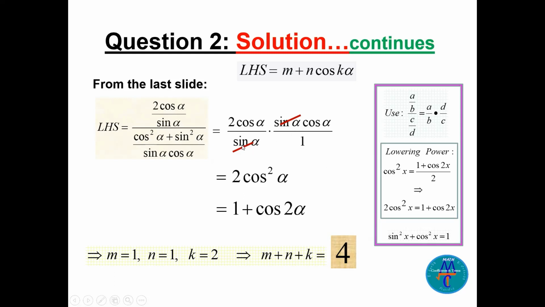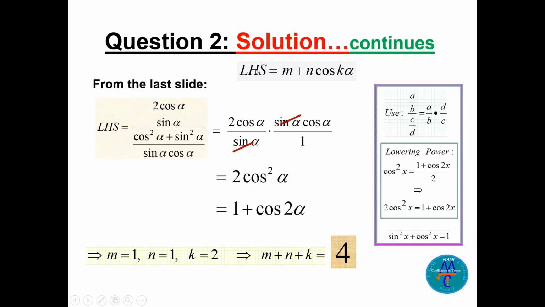Now you cancel sine of alpha, you get 2 cosine squared of alpha. We remember the lowering power formula: cosine squared of x is equal to 1 plus cosine of 2x divided by 2. When you cross multiply, you get 2 cosine squared of x is equal to 1 plus cosine of 2x. So 2 cosine squared of alpha becomes 1 plus cosine of 2 alpha.